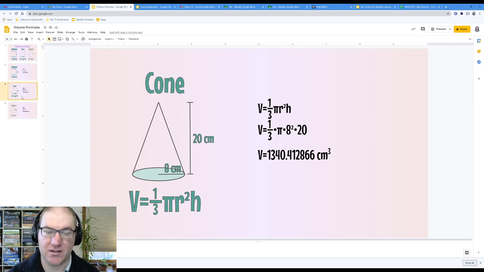So in this example here, I had a radius of 8 and a height of 20. So I just put in 8 for R and 20 for H. And I just typed that all in my calculator, 1/3 times pi times 8 squared times 20. And I got the answer of 1,340.412, and so on. So again, make sure you round it correctly. Notice that in both of these so far, and in the last example, the label on this is cubic centimeters, or the last one was cubic inches. That's because volume is measured in cubic units.